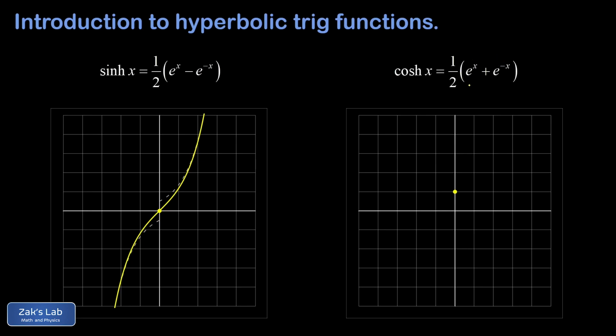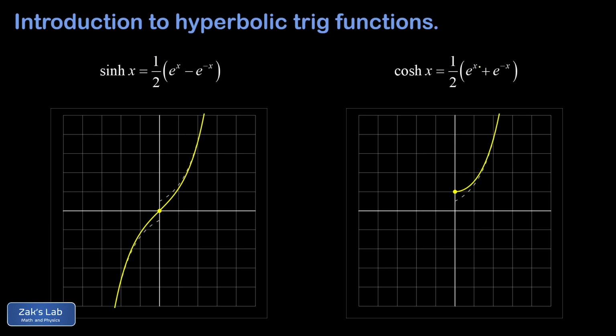Now we look at our long-run behavior to the right and left. And again, as I move to the right of the origin, this e to the negative x term becomes negligible rapidly. And I should see the cosh function approaching the function 1/2 e to the x. So there's kind of our curved asymptote for the hyperbolic cosine function as we move to the positive values of x.